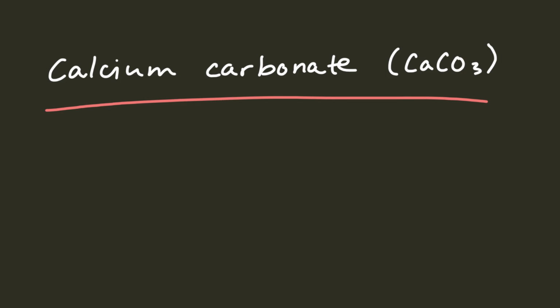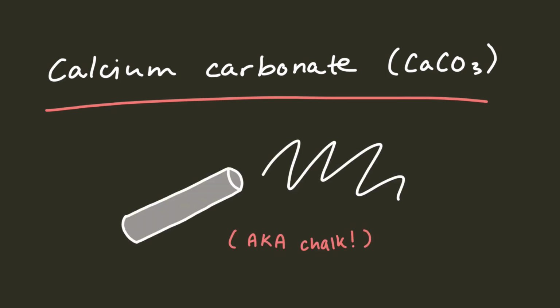If calcium carbonate rings a bell in your head, it might be because it's also the main constituent of chalk. Mollusk shells themselves are also made of calcium carbonate, but more on this later.